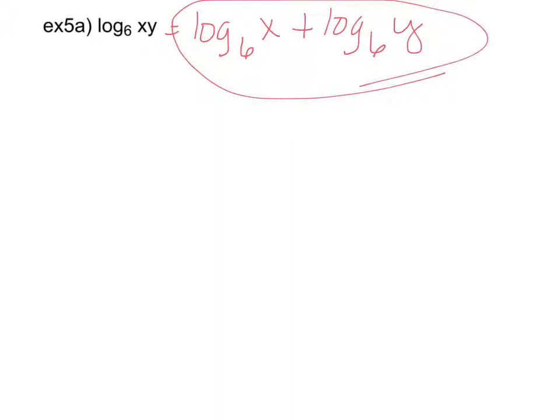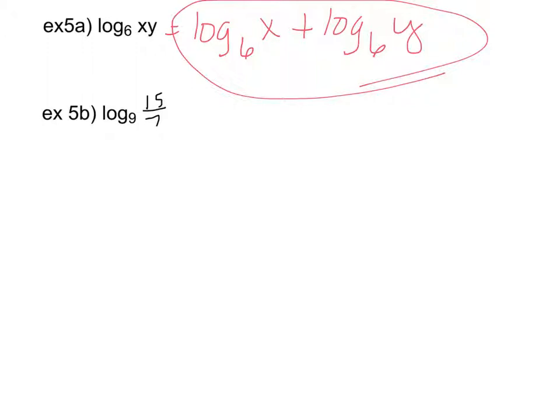Okay, here's our first one, log base 6 of x times y. As soon as I see that those are multiplied, we can split that up with addition. So I can write this as log base 6 of x plus, and you have to keep the same base, log base 6 of y. And yep, that's it. Pretty easy, right? Let's try another one.